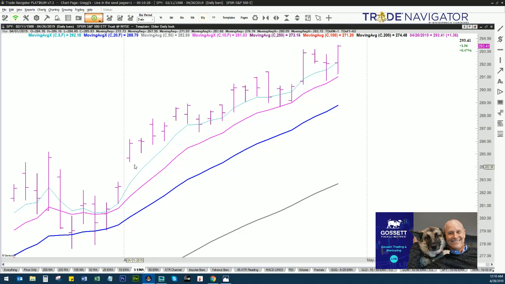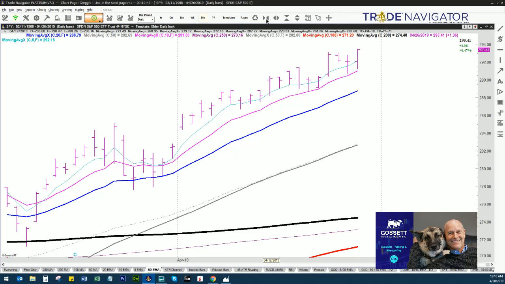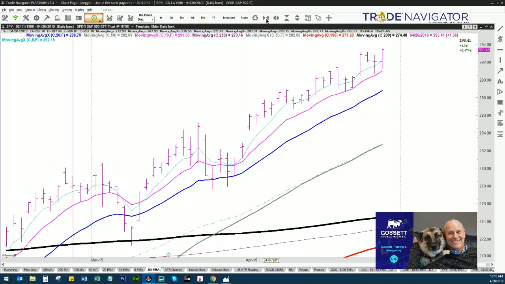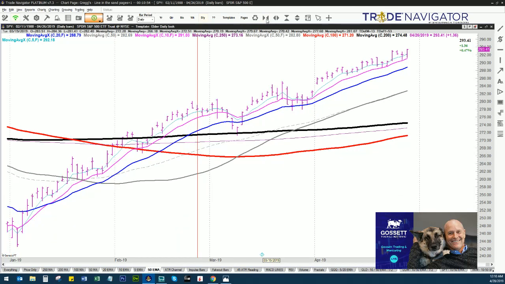But the further it gets above my entry price, most of the time I rely on the 5-day moving average as my trailing stop. Okay, so next one, the 50-day EMA. The reason I have the 50-day EMA on here is not so much as support and resistance, but the 50 EMA is this dotted line.